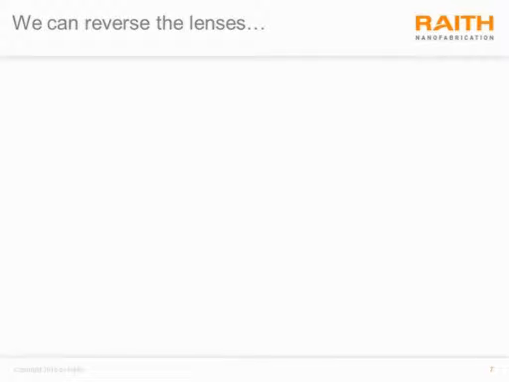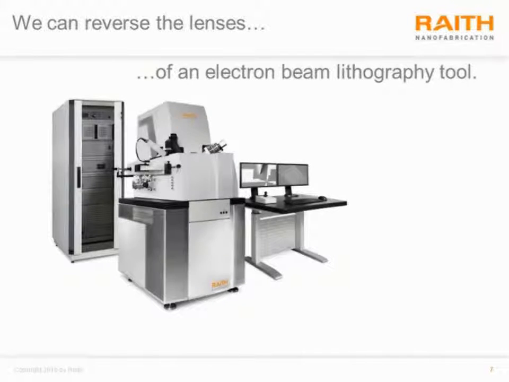So, we can reverse the lenses of an electron beam lithography tool. Now, why would we go back and do that? This electron beam lithography tool is the E-line system from Raith. It's a very popular model. It has an SEM mounted over a laser interferometer stage and patterning technology. And this is a very popular, top-selling electron beam lithography tool. Now, why would we reverse the lenses of an electron beam lithography tool?